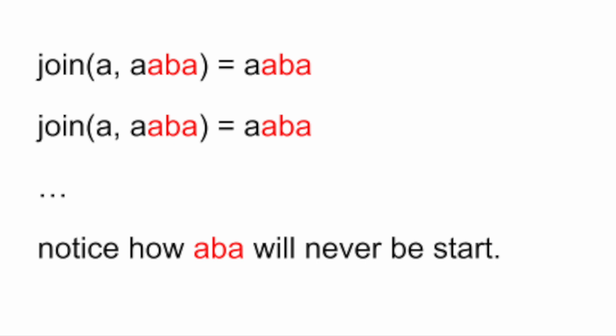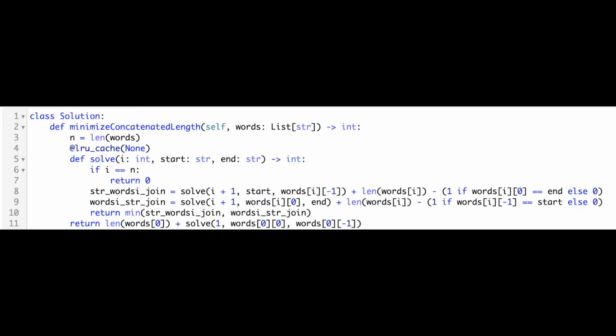Therefore, we only care about the last character, but not the second last or the third last or any characters before that. With that in mind, we can consider all possibilities from the current state. We can either put word i at the beginning or at the end. Of course, we have to change the start and end characters for each state change, and subtract 1 if the character can be erased and 0 if it cannot. Finally, just begin the recursion by setting the start and end characters of the first word to obtain our answer.